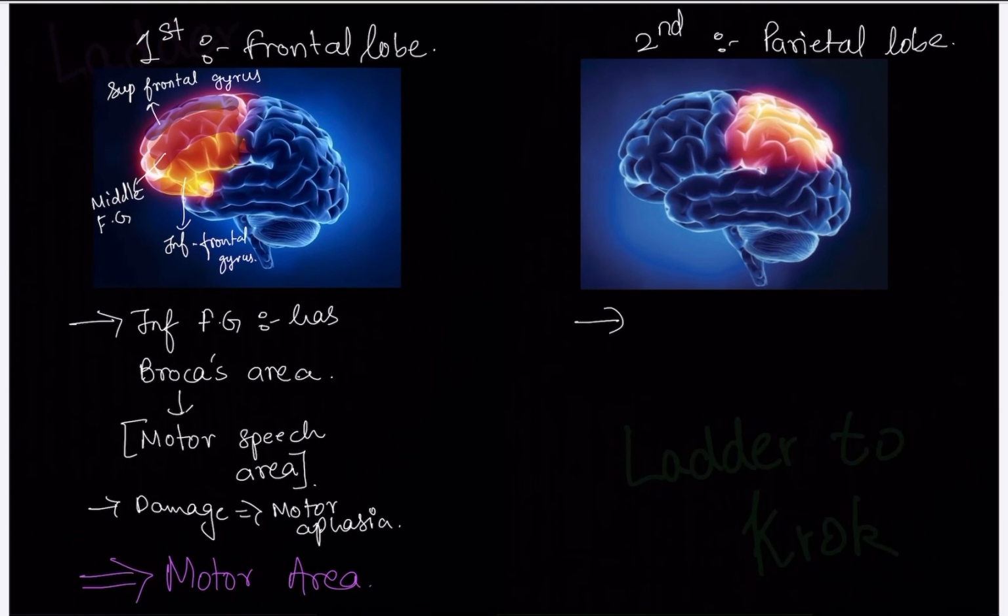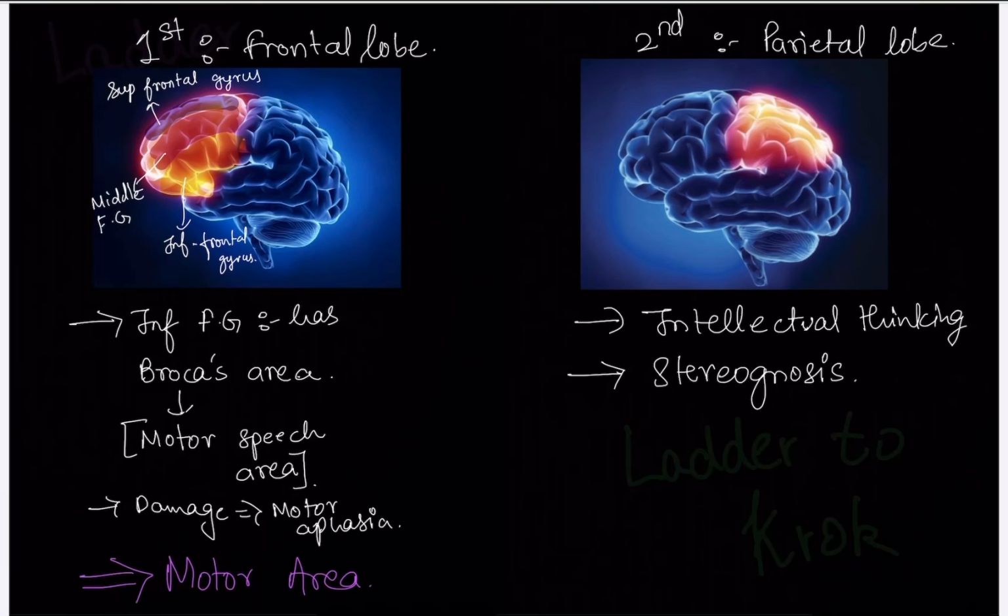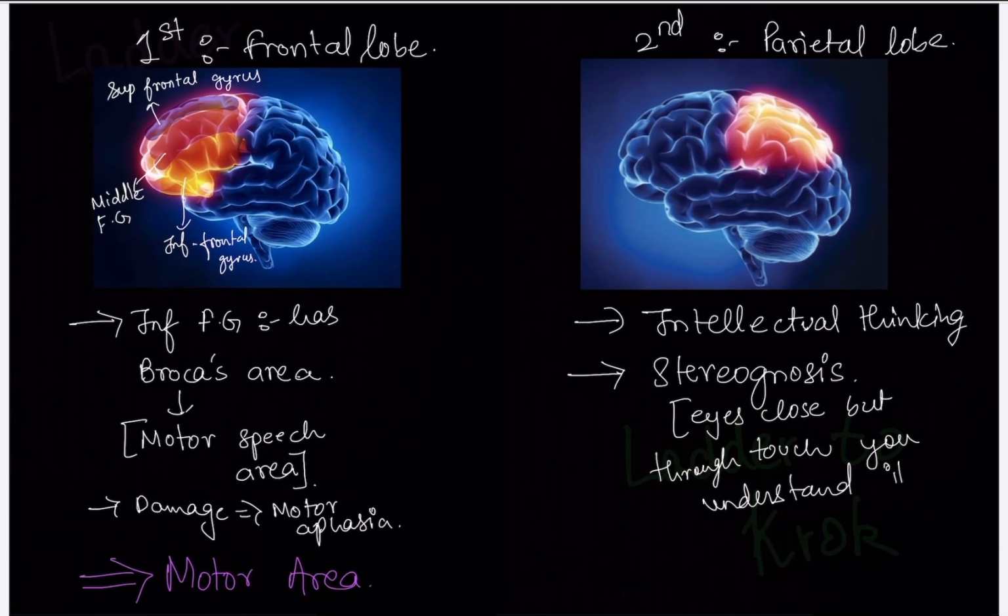Okay, so it is responsible for your intellectual thinking. It has this ability of stereognosis. If I tell you right now to close your eyes completely, and if I give you a phone in a hand, or if I give you a water bottle in a hand, you could feel it through your hands and understand it still, right, with your eyes closed. This ability is called stereognosis. Okay, so eyes closed, but through touch, you understand it. This is the meaning of stereognosis.